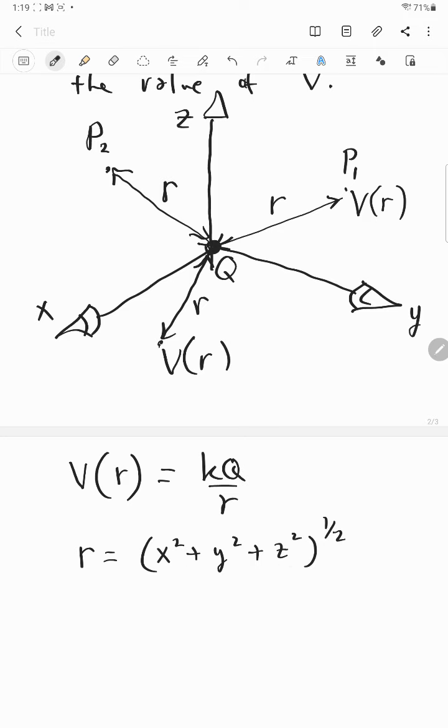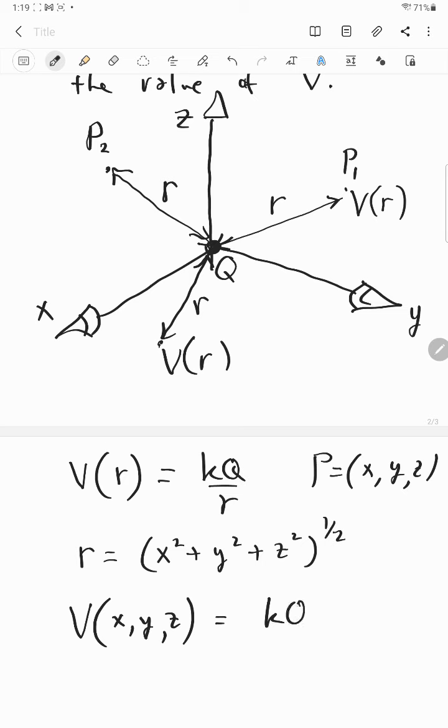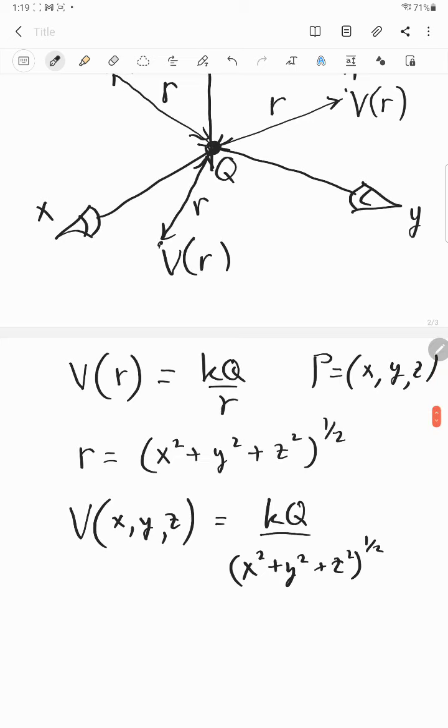Right? This is the Pythagorean theorem in three-dimensional space, where the position P is given by Cartesian coordinates x, y, z. So we can ask what is the value of the potential at different coordinate locations. It's just kq divided by the square root of x squared plus y squared plus z squared. Like this. So this will be the potential at a place P described by the coordinates x, y, z.